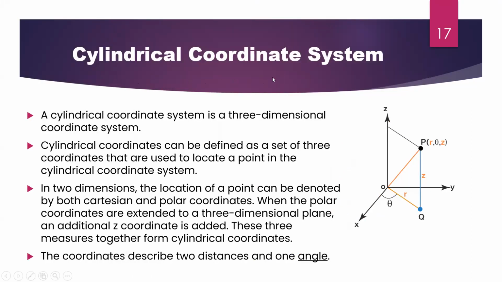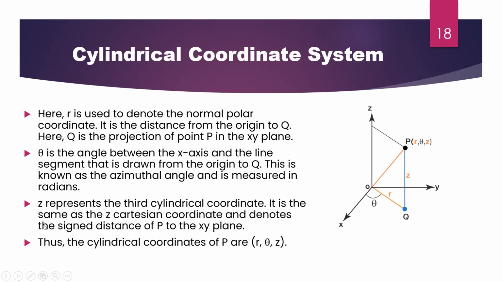Now, I will discuss the cylindrical coordinate system. A cylindrical coordinate system is a three-dimensional coordinate system. Cylindrical coordinates can be defined as a set of three coordinates that are used to locate a point in the cylindrical coordinate system. In two dimensions, the location of a point can be denoted by both Cartesian and polar coordinates, as we discussed. When the polar coordinates are extended to three dimensions, an additional z coordinate is added perpendicular to the xy plane. These three measures together form cylindrical coordinates. The coordinates describe two distances and one angle.